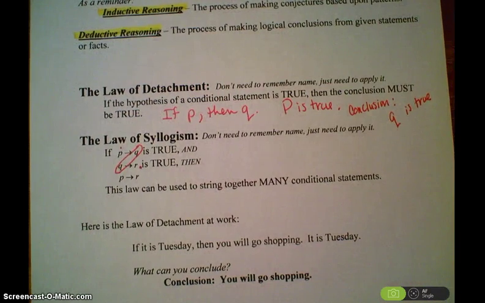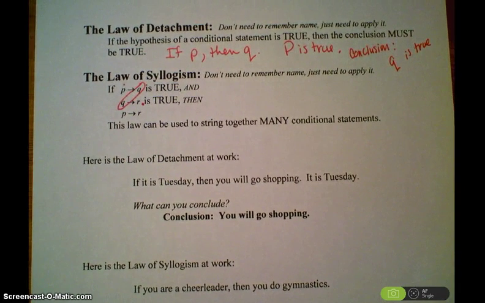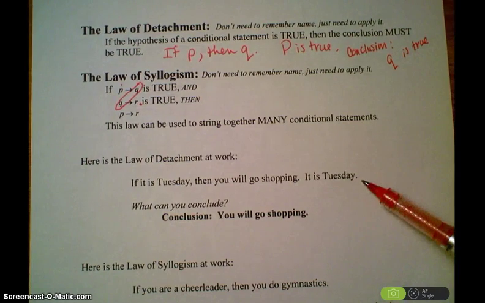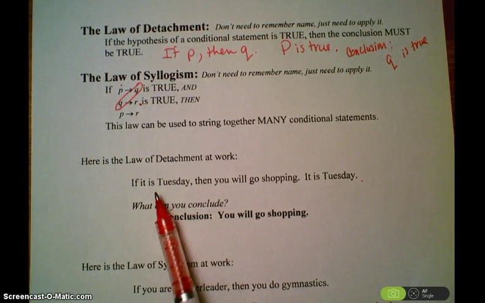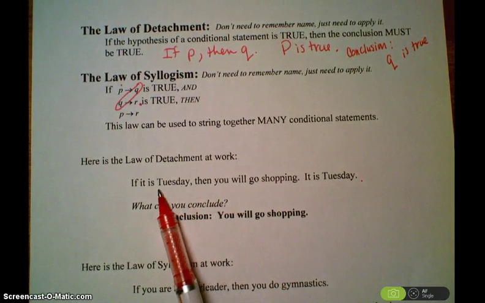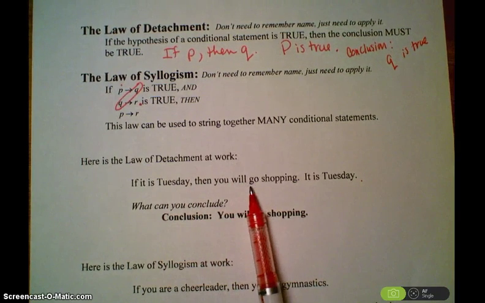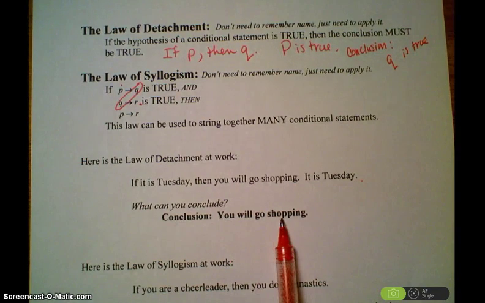Okay, so here's the law of detachment at work. If it's Tuesday, then you will go shopping, always fun. It is Tuesday. So what conclusion can we make? Well, our hypothesis was true, it's Tuesday. Therefore, by the law of detachment, our conclusion will be true, and we can conclude you will go shopping.